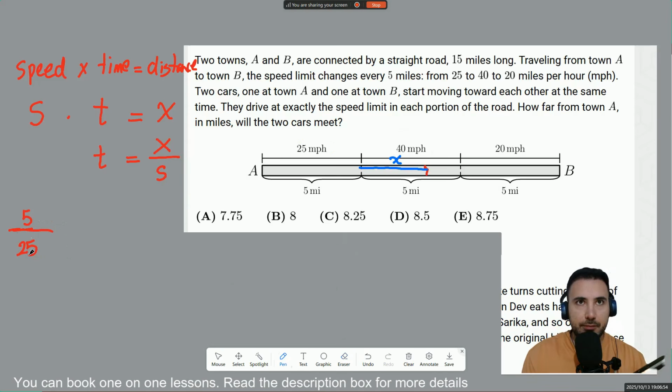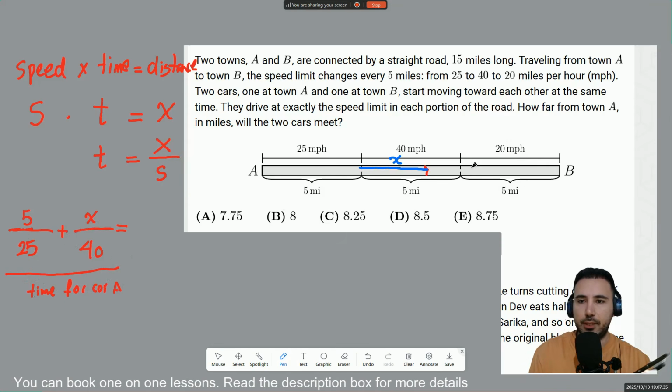So let's simplify this real quick. 5 over 25 is 1 over 5. 1 over 5 of an hour is 1 hour divided by 5, which is 60 minutes divided by 5, 12 minutes, right? Plus, for the next x part, we're going to go with the speed of 40. That is for the time for car A. Now, all we have to do is write it for car B.